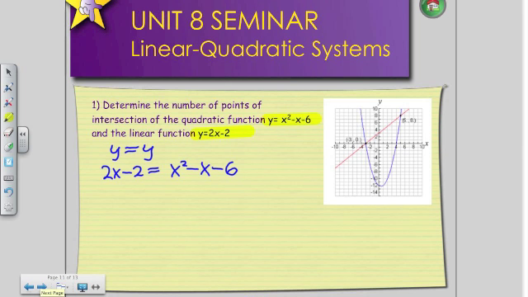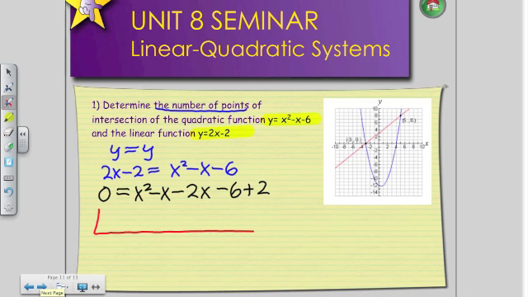And in order to find out how many, it's not saying find the exact intersection points, it's just saying the number of points. So we're going to end up using our discriminant that we talked about in the last seminar. But first we need to combine those 2 equations so I have only one equation. So I'm going to move everything on the left-hand side over to the right-hand side. So I have x squared minus x, bring the 2x over, so I have negative 2x minus 6 plus 2. And when you solve that out, you get the final quadratic equation: 0 is equal to x squared minus 3x minus 4.